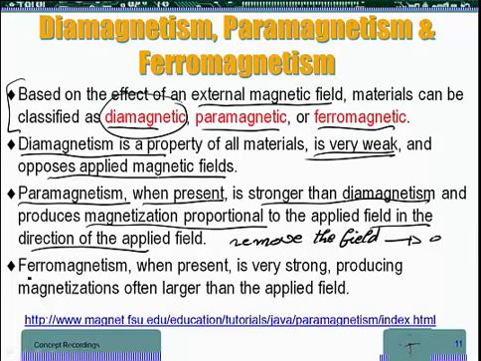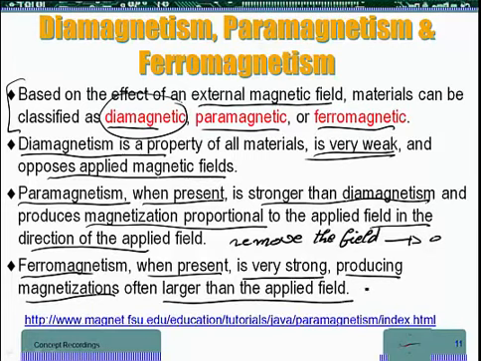In the case of ferromagnetism, it is very strong, resulting in magnetizations that can be larger than the applied magnetic field and also in the same direction. Ferromagnetic materials are the materials that have unpaired electrons in the outermost shells.